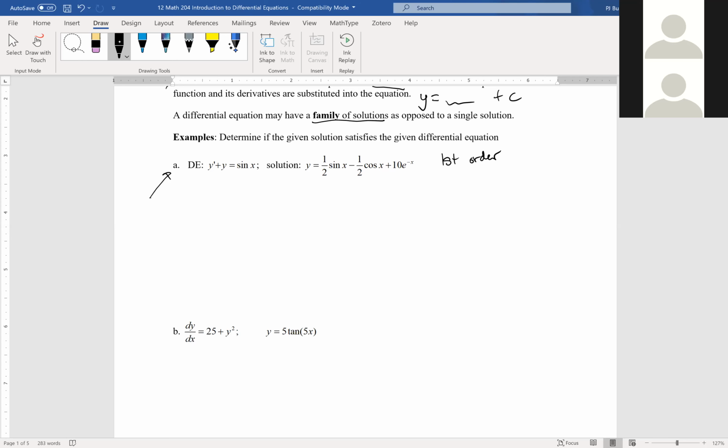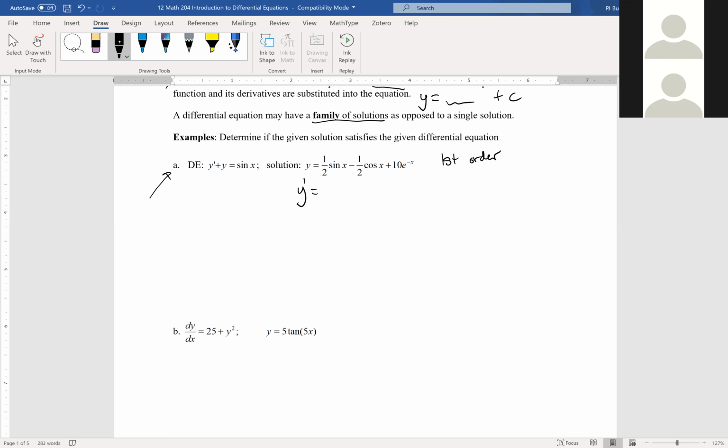All right, so let's go ahead and prove that the solution given here is in fact a solution to that differential equation. Now the way to do that is to take the appropriate derivatives and substitute them all into the differential equation. So in this differential equation, we have y prime and y. We already have y here. I just need to find y prime. So how do I do that? Well, I just take the derivative. So what is y prime here?